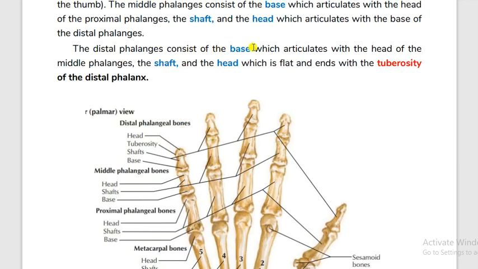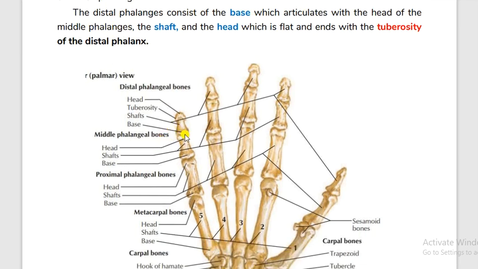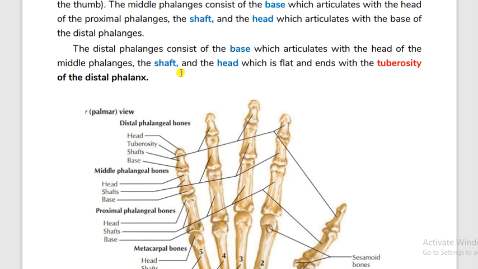And then the distal phalanges consist of the base, which articulates with the head of the middle phalanges. There is the shaft, which is the middle portion, and the head. This is the head, which is flat and ends with the tuberosity of the distal phalanx. This is the tuberosity of the distal phalanx here.